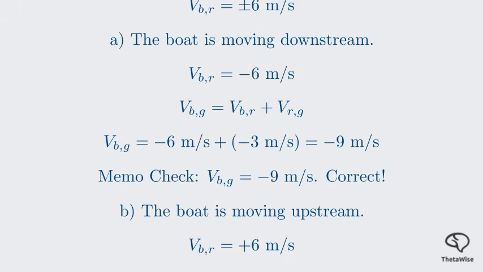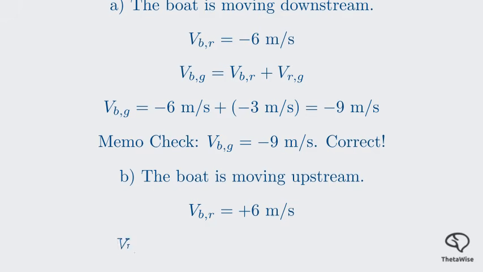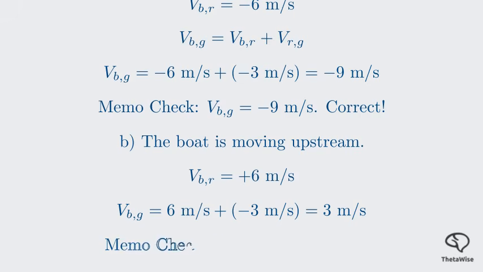We use the same relative velocity formula. v of bg equals v of br plus v of rg. This gives us v of bg equals +6 plus -3, which equals +3 meters per second. The boat is moving at 3 meters per second towards the north. Despite its efforts to go north, the strong south-flowing river slows it down considerably. Again, the memo matches our result. The velocity is +3 meters per second.